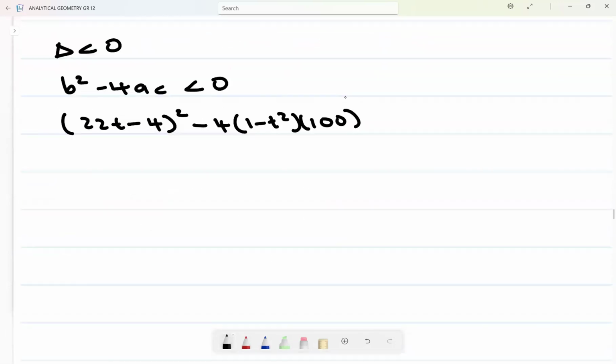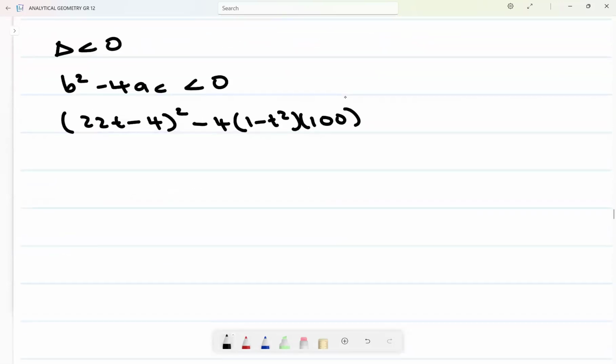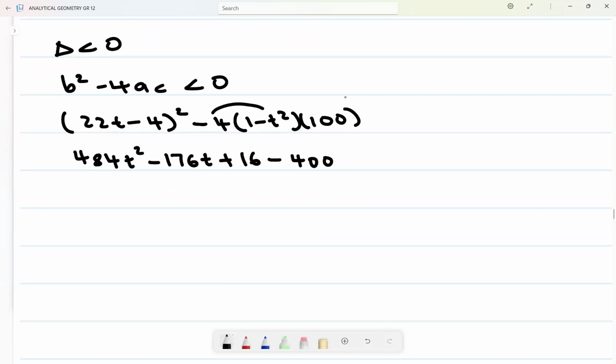Then it's just a matter of doing your mathematics. 22 squared is going to be 484t squared. 22 multiplied by 4 is 88, multiplied by 2 is 176. Plus 4 squared, it's just 16. Negative 4 multiplied by 1 multiplied by 100 is negative 100. Negative 4 multiplied by negative t squared is positive 4t squared, multiplied by 100 is 400t squared.